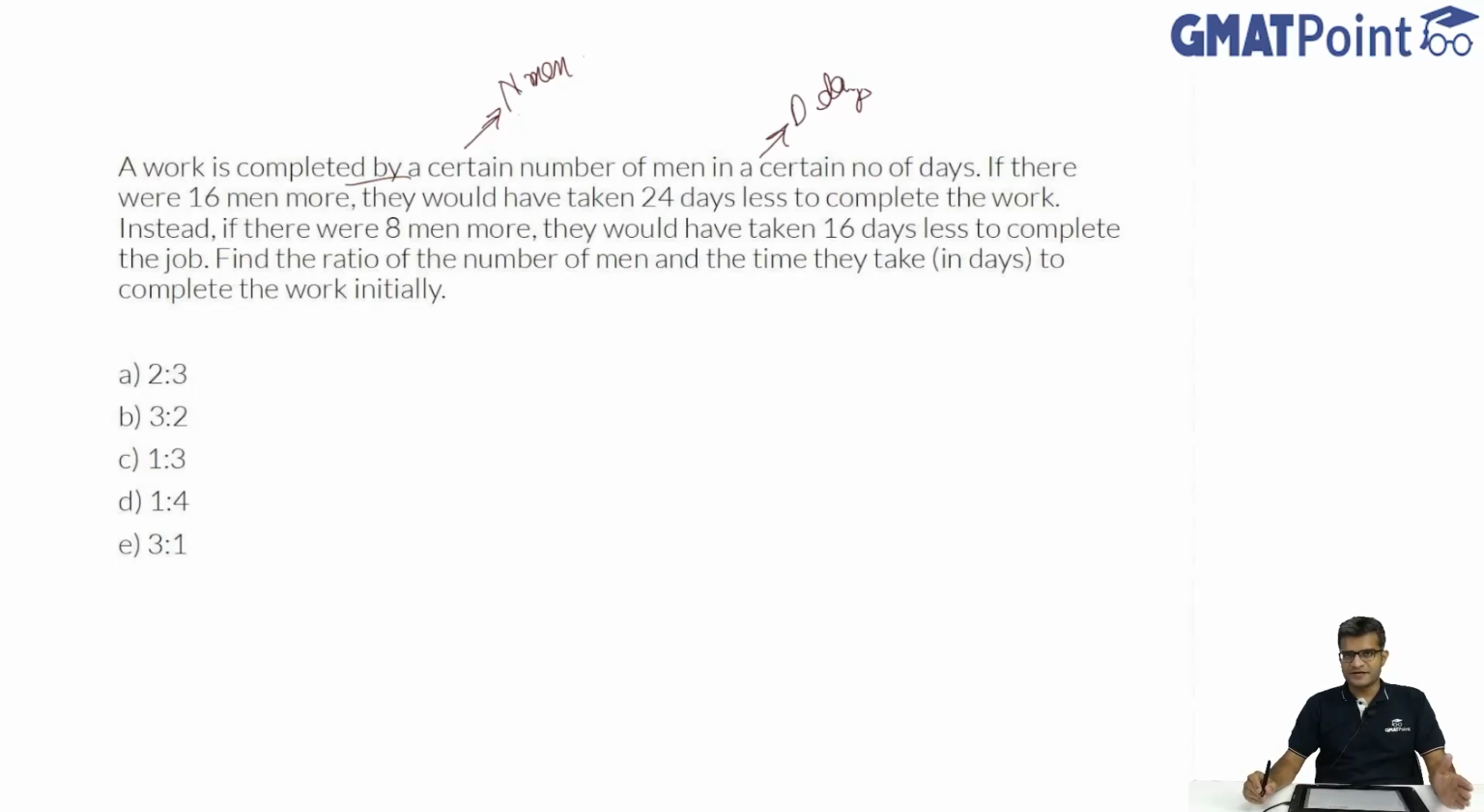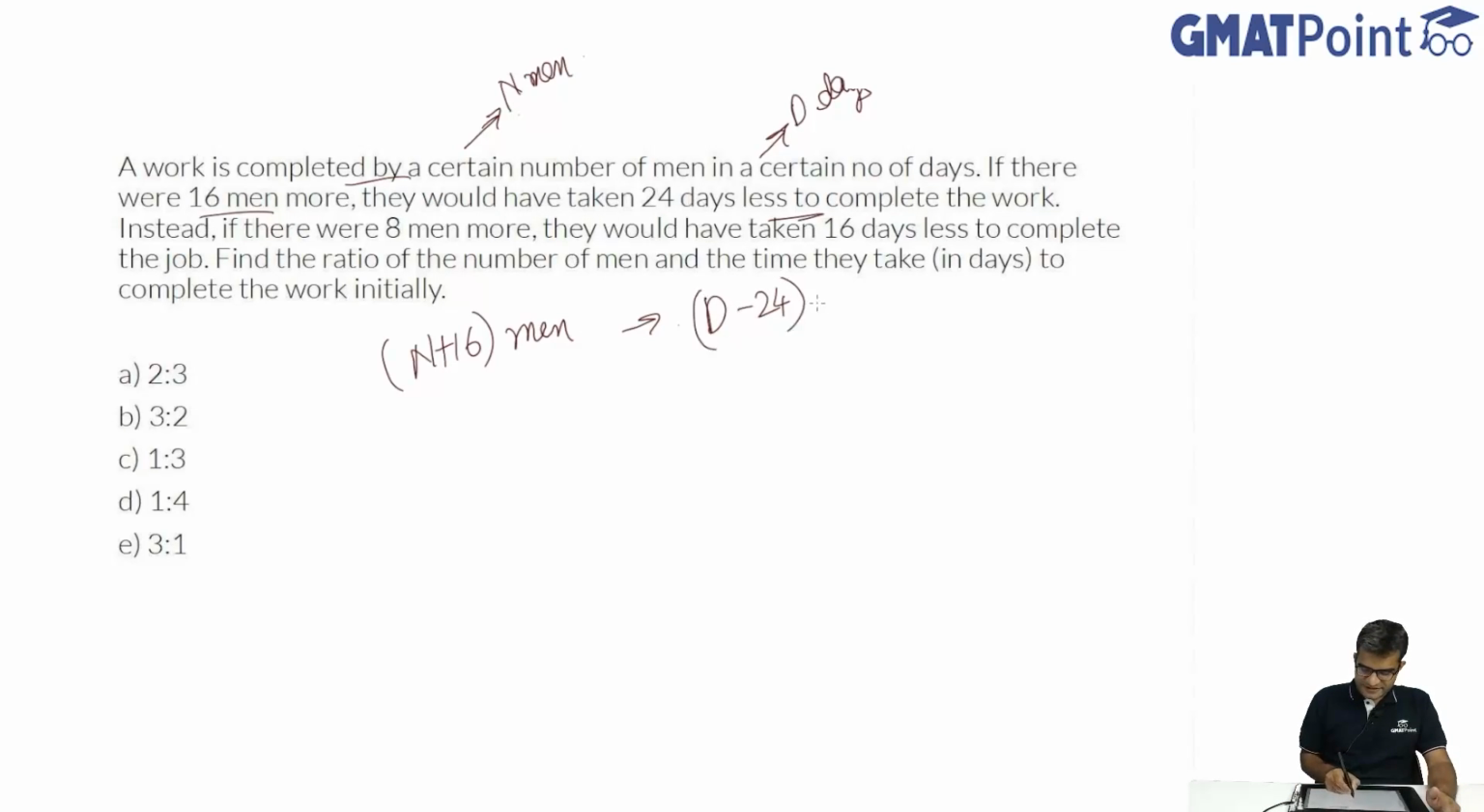So N men complete the work in D days, but if there were 16 men more, so if there were N plus 16 men, the number of days it would take is 24 days lesser. So the work would have been finished in D minus 24 days. Similarly, if there were only 8 men more, so N plus 8 men, then the work would have been completed in 16 days lesser. So it would have been completed in D minus 16 days.